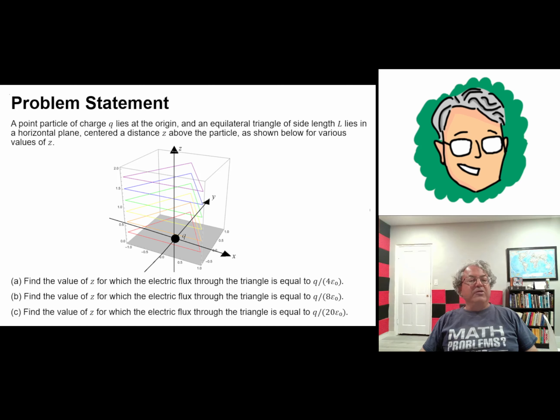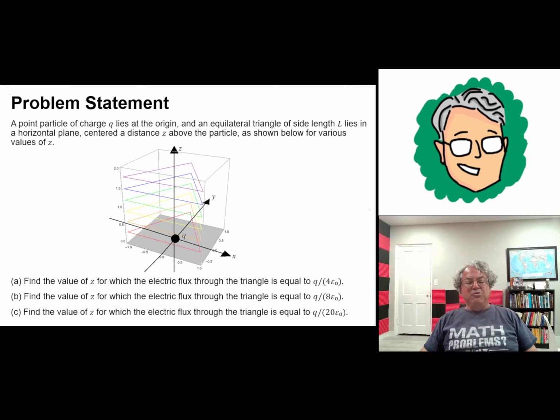We have a point particle of charge q at the origin and an equilateral triangle of side length L in a horizontal plane centered at distance z above the particle, as shown for various values of z. I show 6 different values of z for these 6 equilateral triangles. I use different colors of the rainbow for each one. And these particular ones have z values of 0.3, 0.6, 0.9, 1.2, 1.5, and 1.8. And I guess L is 2 for this picture.